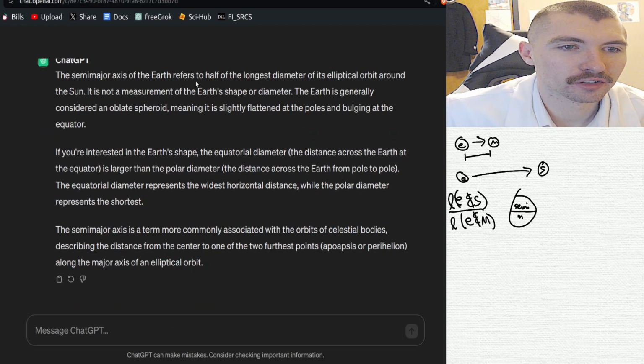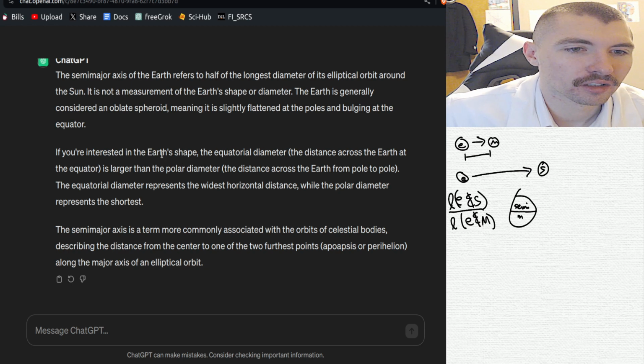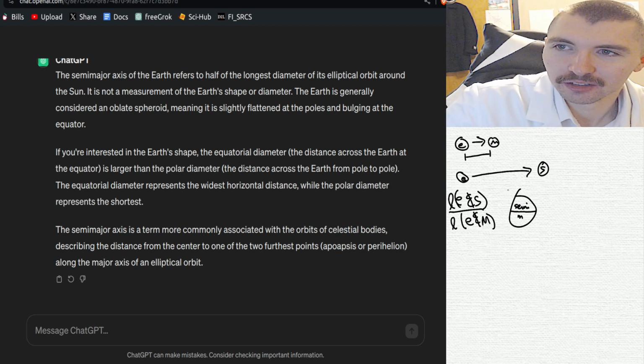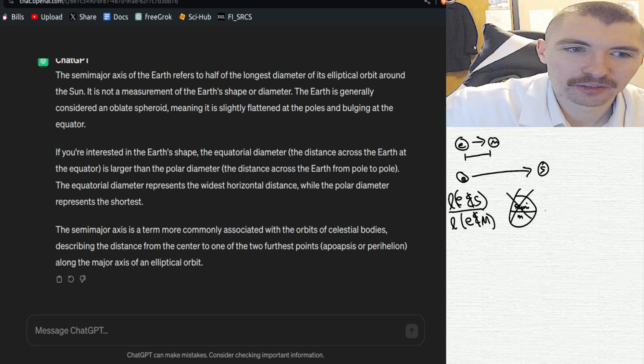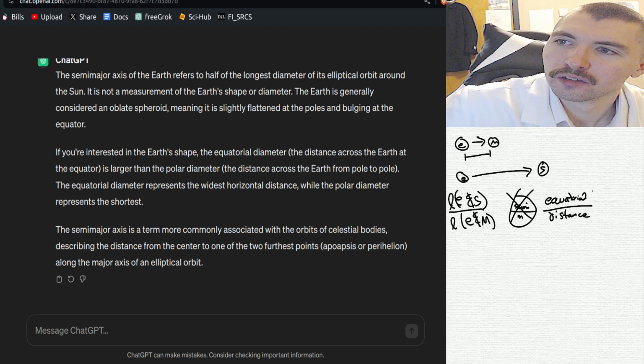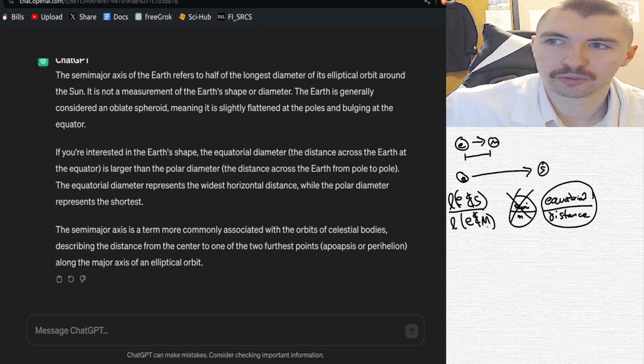Semi-major axis refers to half of the longest diameter of its elliptical orbit. It's not a measure of Earth, which is generally considered an oblate sphere. Okay, equatorial diameter. Equatorial diameter is the widest horizontal distance. Alright, so I just took a screenshot by accident. So this is wrong. We are looking for the equatorial distance. That's what I thought it was.